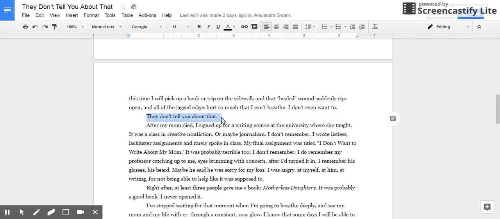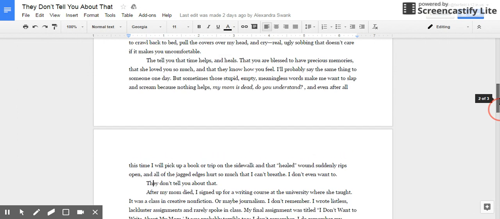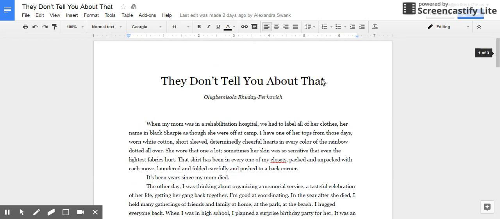They don't tell you about that. And again, this stands out because it's a paragraph all on its own. And the they, I think, is referring to all the people who tell you that it will get better. All the people that say that she'll love you and I understand how you feel. They don't tell you that at some point it's going to come right back and feel like it was just yesterday. Something else that I notice, that's the title.